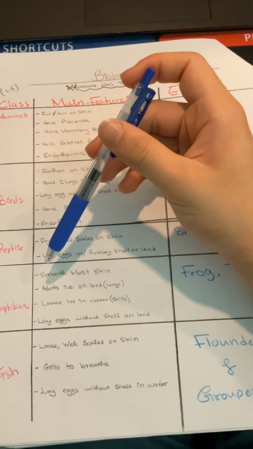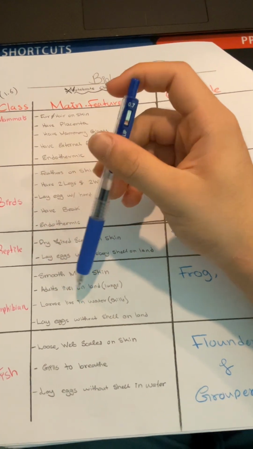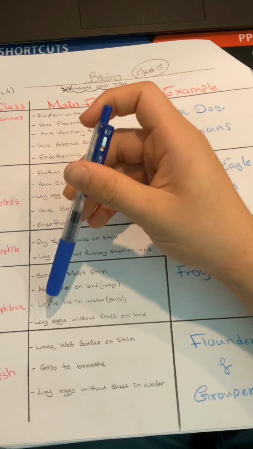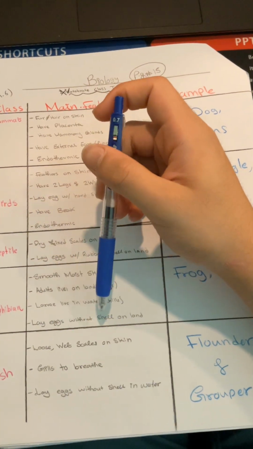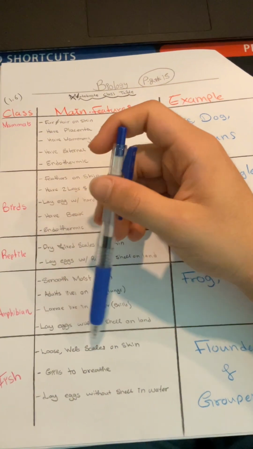Amphibians are vertebrates with a smooth, moist skin. Adults live on land, while the larvae have gills and live in water. They lay eggs without shells in water. Examples are frogs and toads.